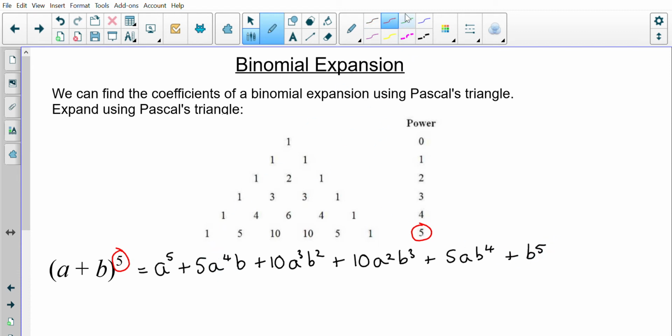So you might just want to make a note on here that the a powers reduce by 1, and my b powers increase by 1.